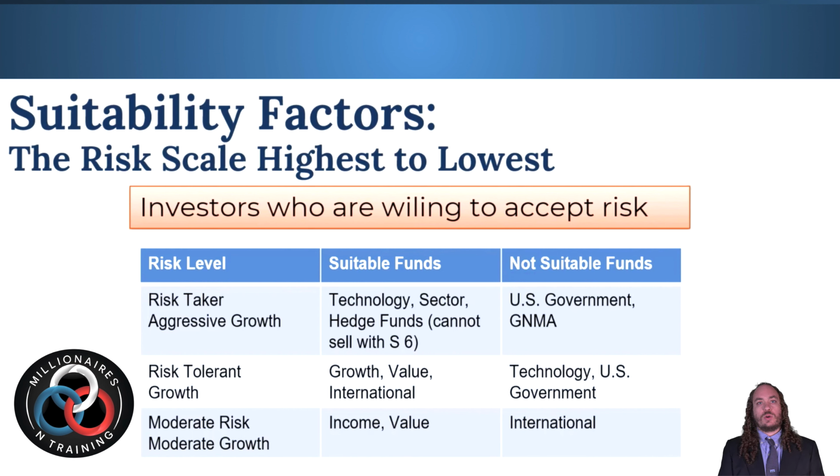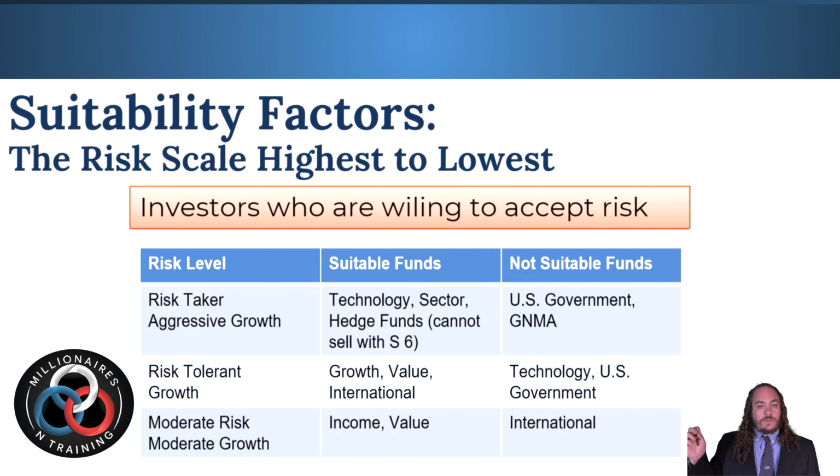So let's take a look at some of our younger investors who are willing to accept some risk. So here's our risk level. This is a risk taker, an aggressive growth seeker. Suitable funds are aggressive funds like technology funds, sector-specific funds, and hedge funds. As a side note, with a Series 6, we cannot offer hedge funds, but a Series 7 rep can.